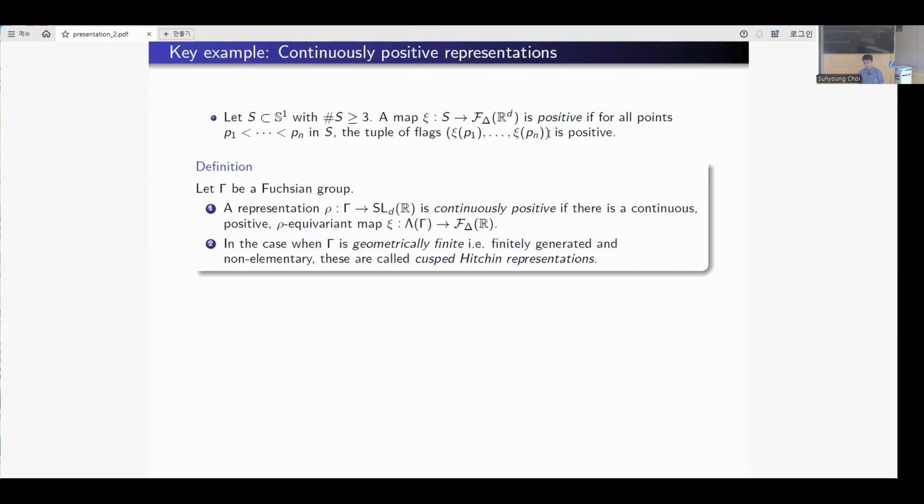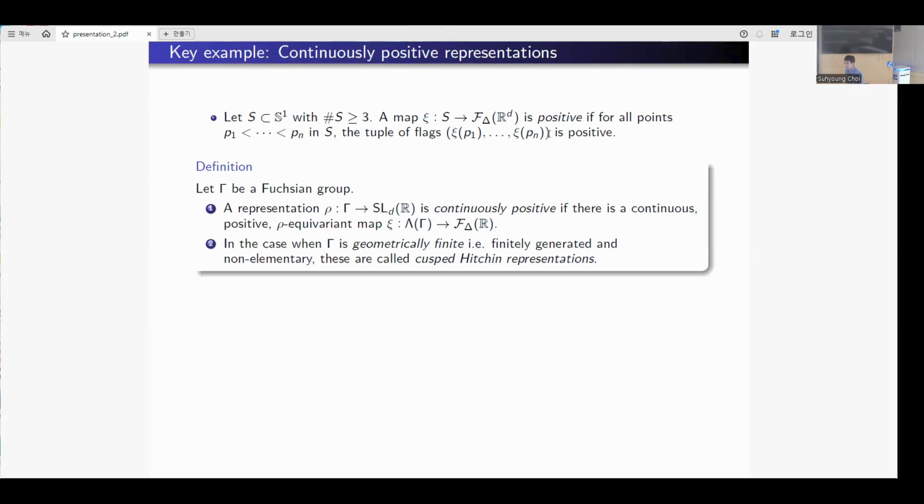In the case when gamma is a geometrically finite group, since I'm inside of PSL2, that is the same thing as saying that it's finitely generated and non-elementary. Then continuously positive representations, I call them cusped Hitchin representations. Like I said, I only made up this continuously positive terminology for this talk, because in our paper we focus mainly on the geometrically finite case, so we only talk about cusped Hitchin representations. But some of the stuff that we do, you don't need finite generation for. In this talk, I'm trying to separate the two, specifying exactly when I need finite generation and when I do not.